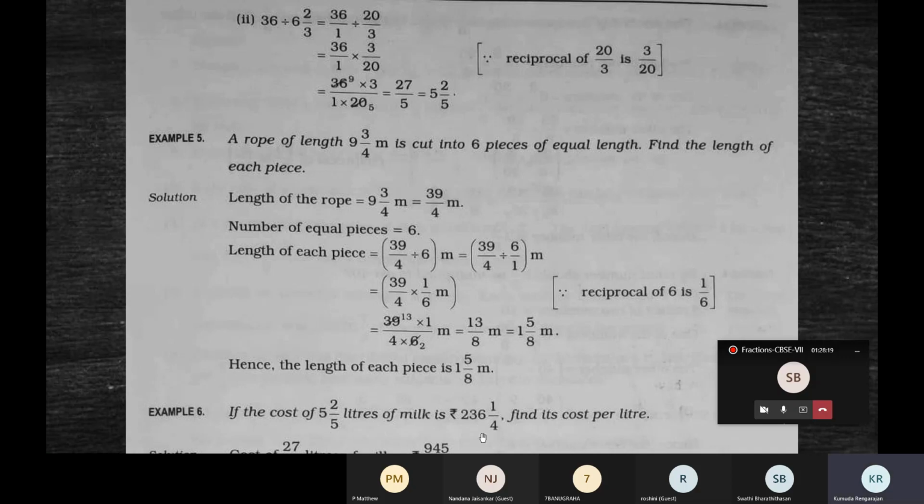So this is your 100 rupees. And this is your 5 liters. So what did you do? 100 divided by 5. So that means it is 236 1 by 4 divided by 5 2 by 5. So you cannot just write 5 2 by 5 divided by 236 1 by 4.